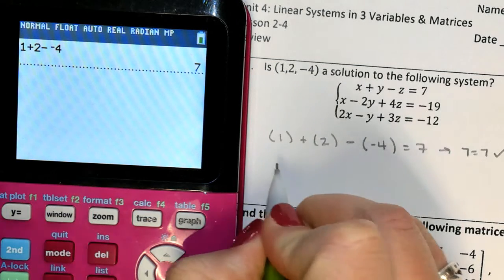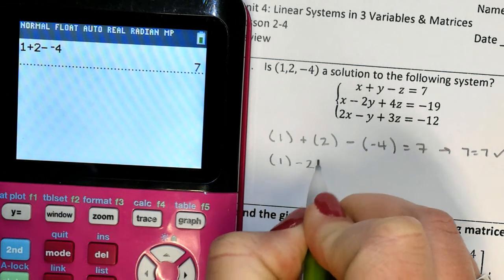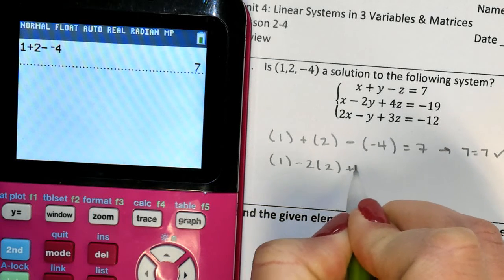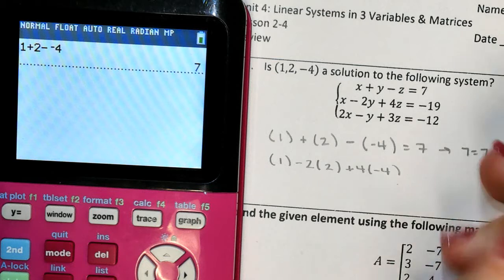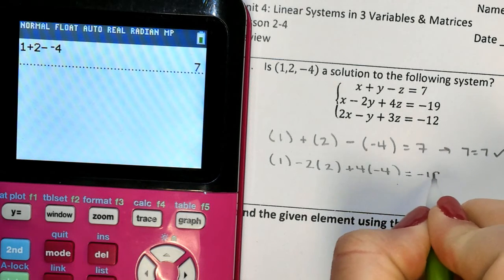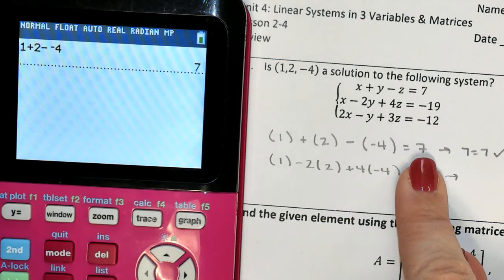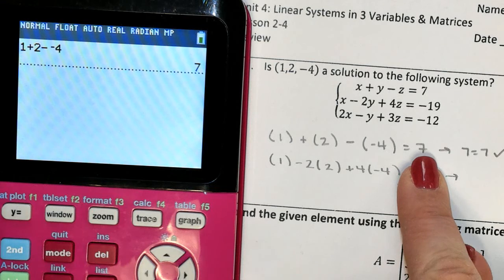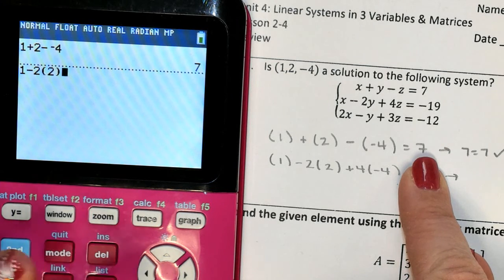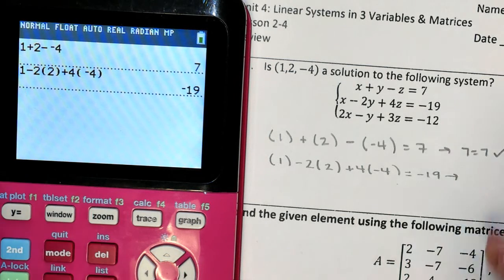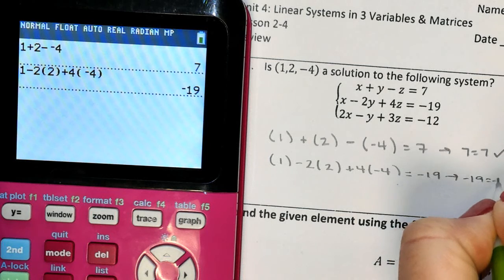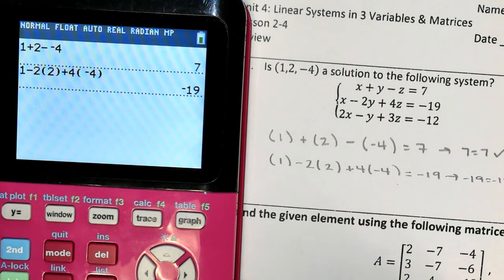Next one is x is 1 minus 2 times y is 2 plus 4 times z is negative 4 equals negative 19. Cover up the right side. Let's plug the left side in our calculator. 1 minus 2 times 2 plus 4 times negative 4. The left side's negative 19. The right side was negative 19. It works there.